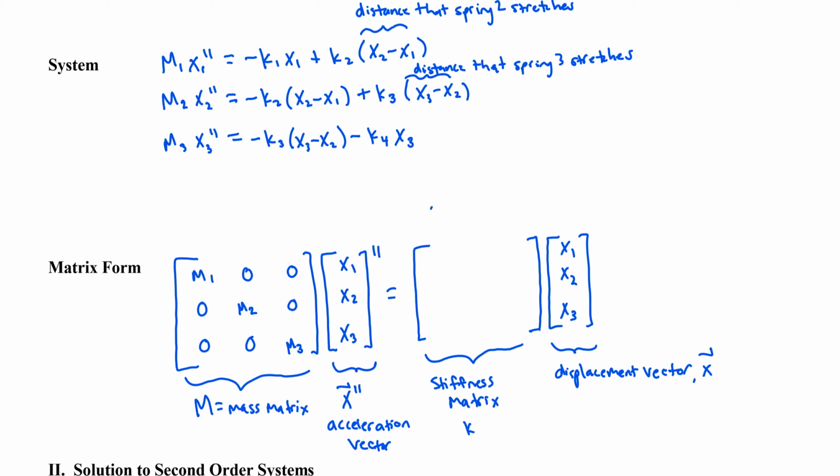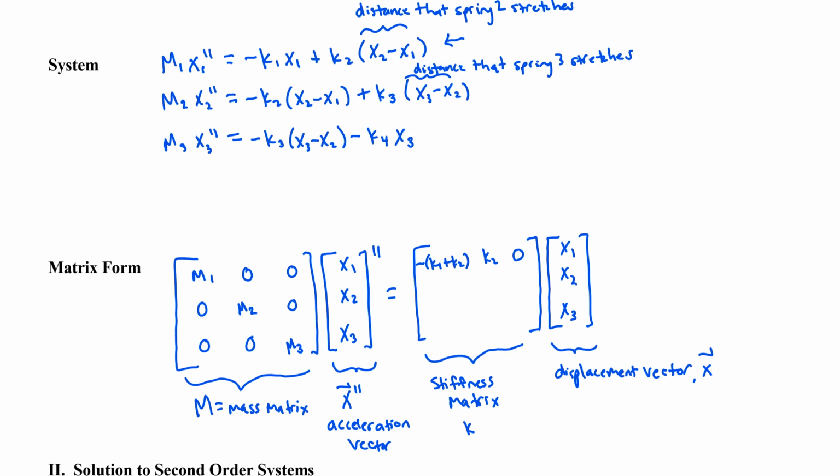So in column 1, I want to collect all of the terms from my system that are coefficients of x sub 1. So looking at equation number 1 and combining like terms, combining the coefficients of x sub 1, we would end up with negative k sub 1 plus k sub 2. The coefficient of x sub 2 in equation 1 is k sub 2, and notice there is no x sub 3 term in equation 1.